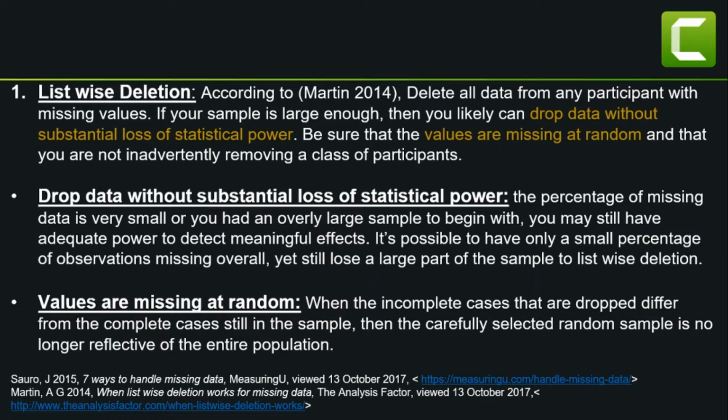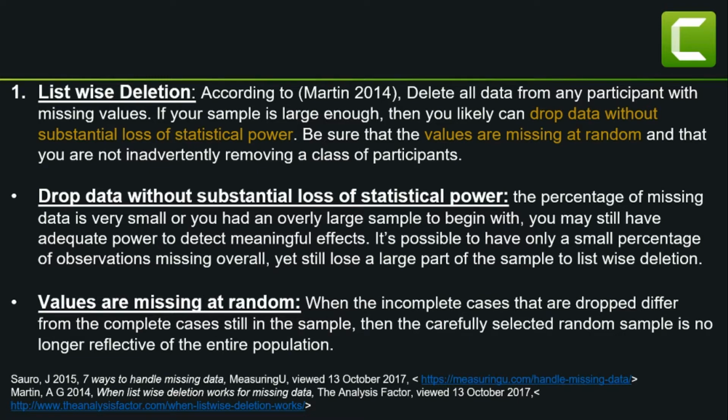List-wise deletion. In this case, rows containing missing variables are deleted. But before you just assume that list-wise deletion is an adequate approach, it is important to establish that these two conditions are met. First, the data are missing completely at random. Secondly, you have sufficient power anyway, even though you lost a part of your dataset.